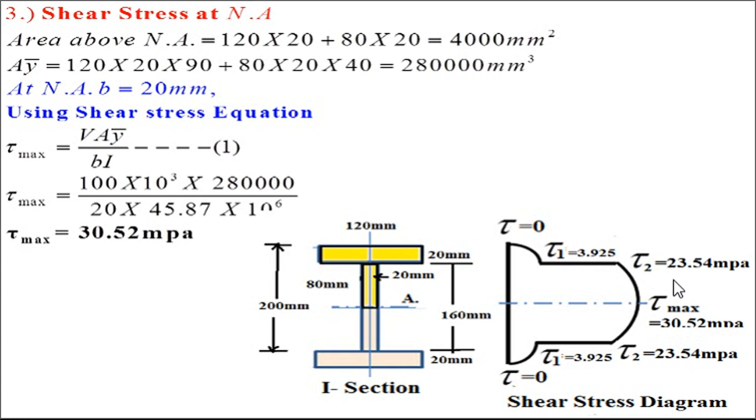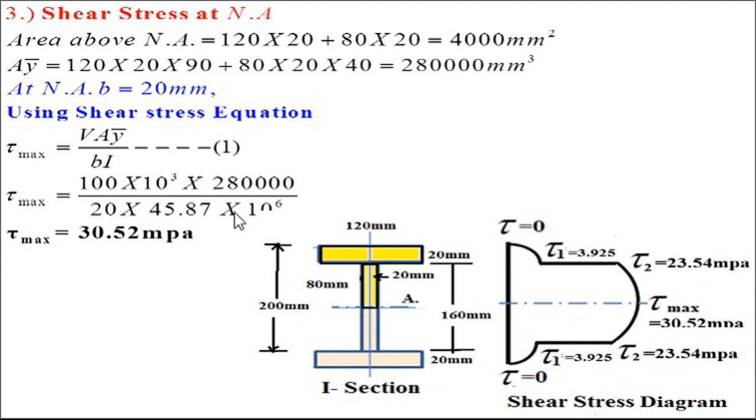Here 3.92, here 23, and here 30.52, and it varies parabolically. So here you must show the maximum value, tau max, and this is the shear stress diagram. Everybody should draw this particular diagram at the end of the problem, otherwise you may lose 1 or 2 marks, because showing the shear stress diagram is very important. Unless you show the shear stress diagram with all the values of shear stresses, you will not get full marks. Okay, so in this way I have solved this particular problem.